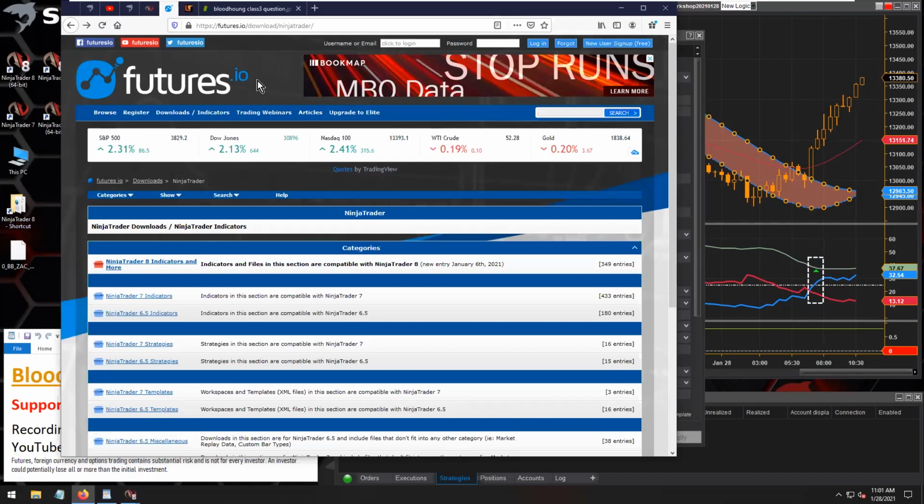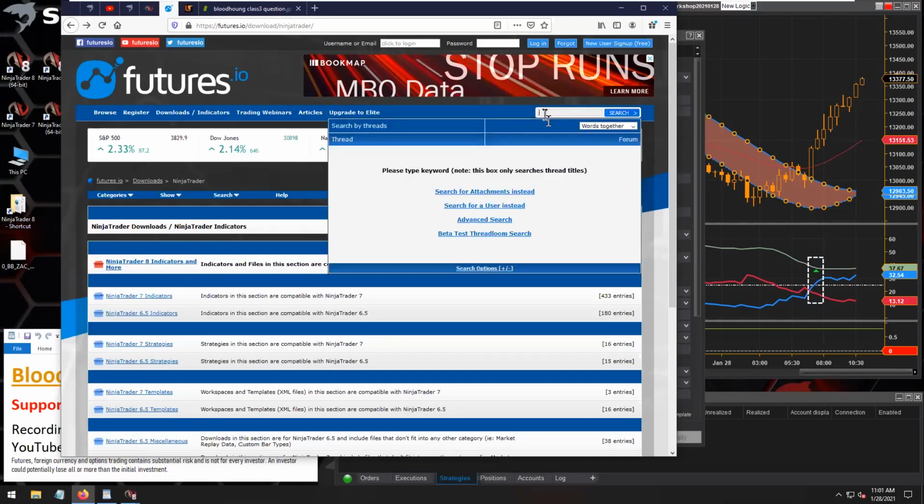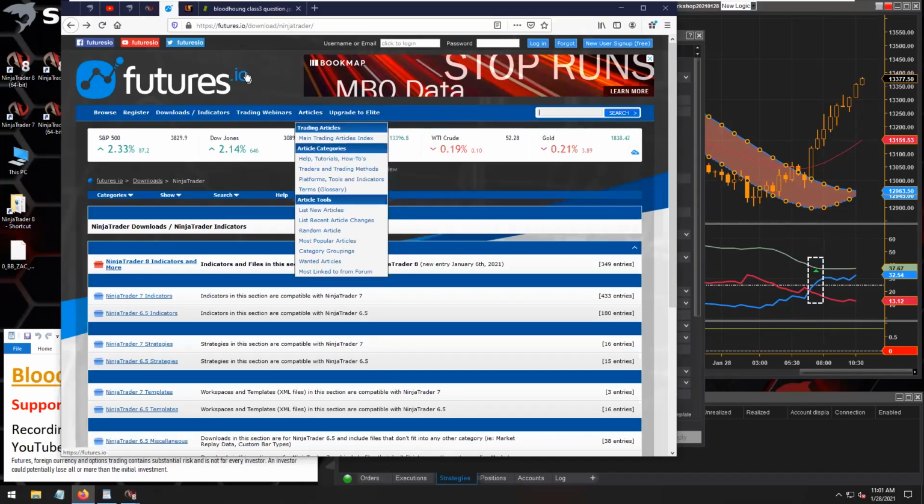Those trigger lines, I'm pretty sure the NinjaTrader 8 version is available on Futures.io. I know the Ninja 7 version is for sure, but I think I've seen the NT8 version on Futures.io. To find them, I guess I would search the downloads area first, or you could just use the search box up here on Futures.io.